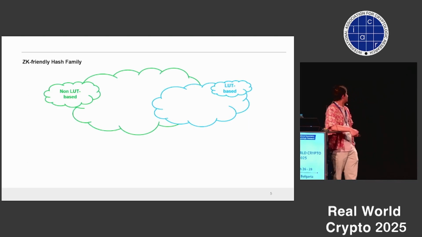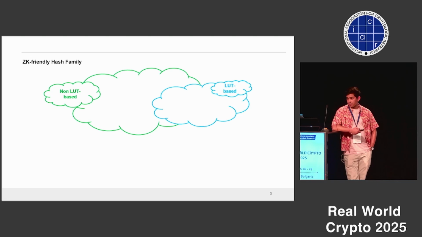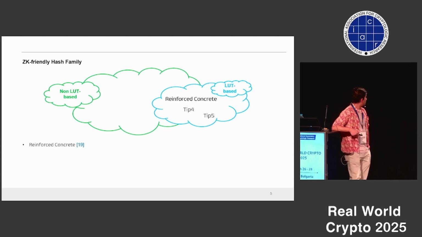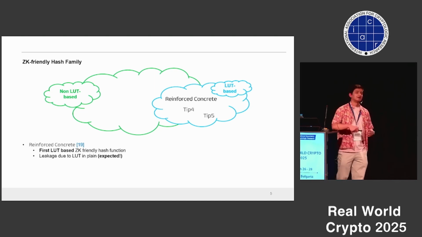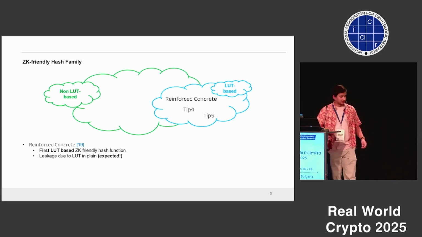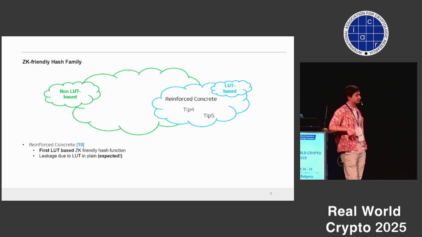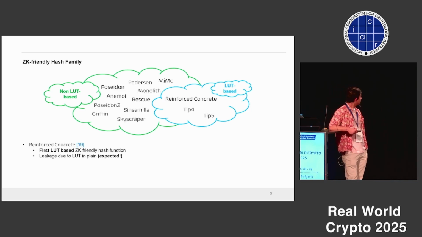Looking into the ZK-friendly hash function families, we classified them into LUT-based and non-LUT-based. In the lookup-based family we have Reinforced Concrete, Tip4, and Tip5, and in our work we took Reinforced Concrete because it was the first lookup-based ZK-friendly hash function. Of course, here the leakage is expected, since there will be a leakage if there is a plain lookup.